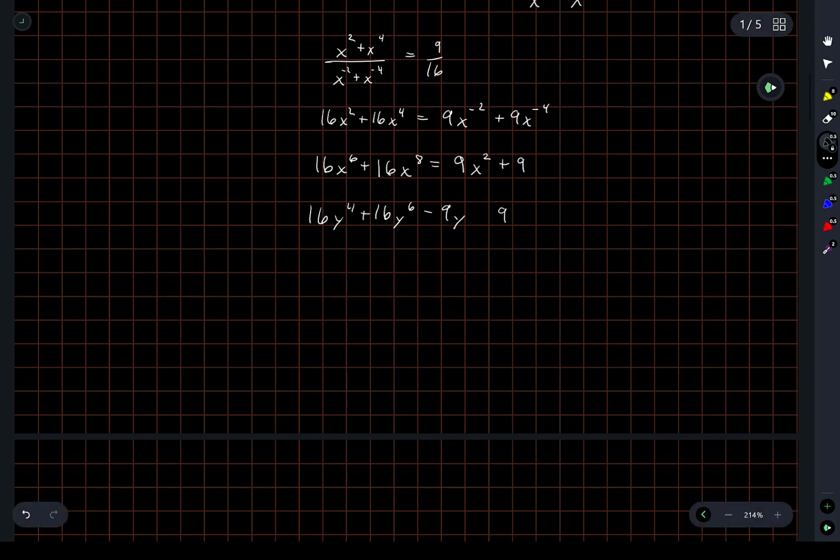I'm not about to look up the quartic formula and solve for y here. Oh, this should be a y cubed. Wait, yeah, y cubed.